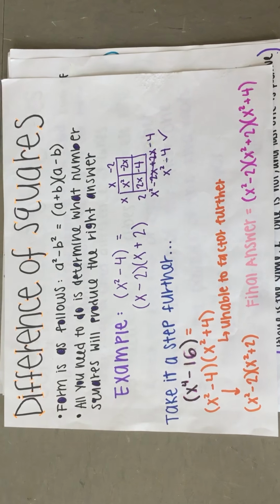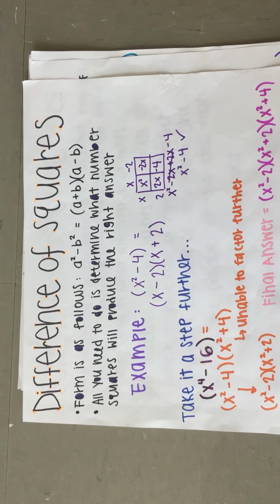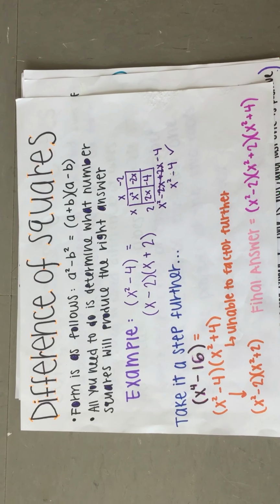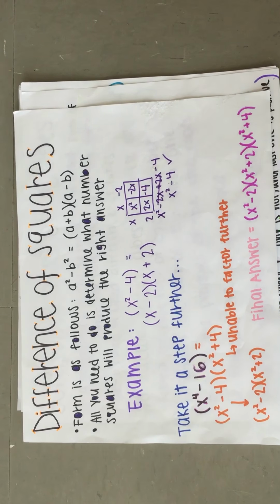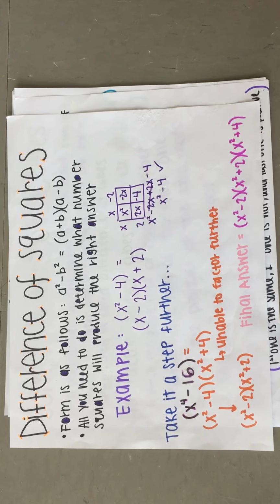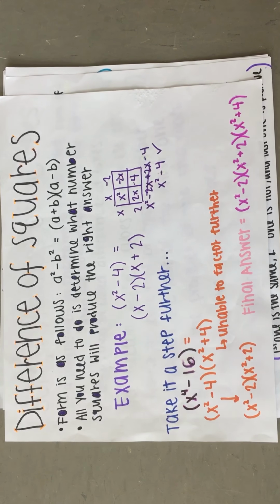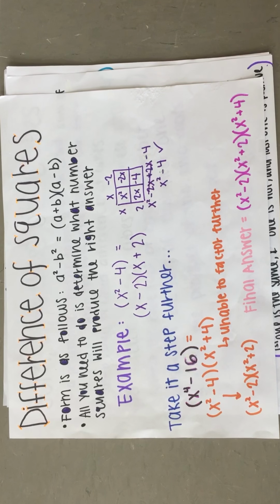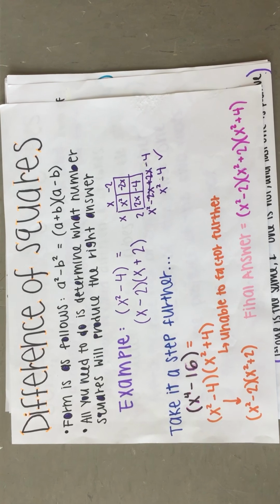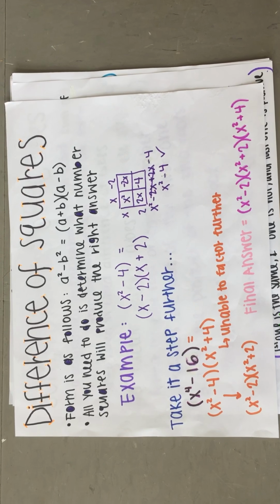Difference of squares. The difference of squares form is as follows: a squared minus b squared equals a plus b times a minus b. All you need to do is determine what number squared will produce the right answer. Example, x squared minus 4. When you factor, it becomes x minus 2, x plus 2.